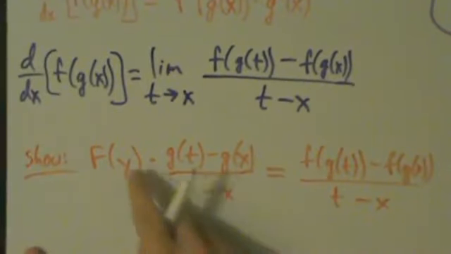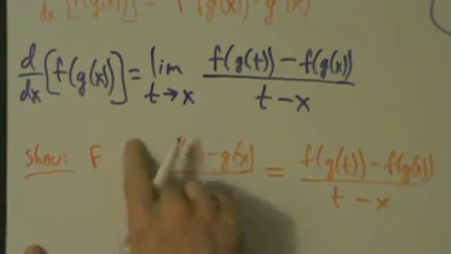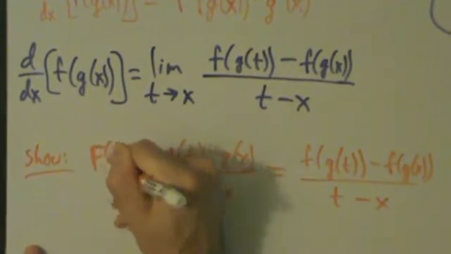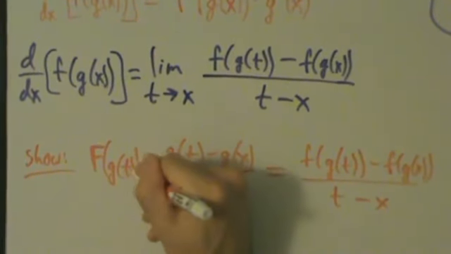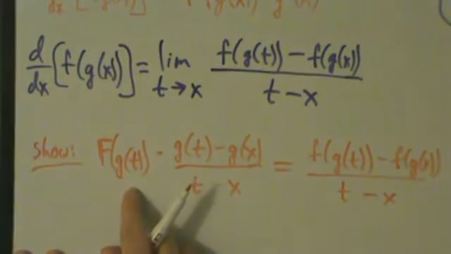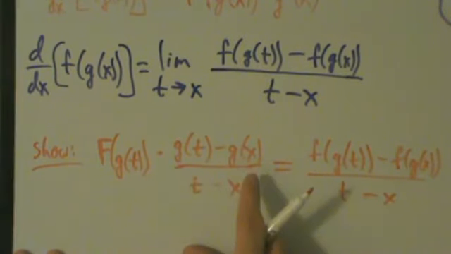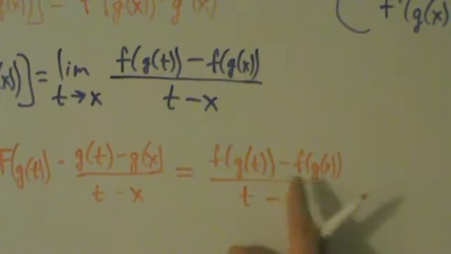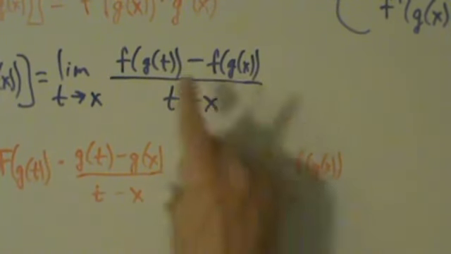Okay, actually, I'm sorry, this shouldn't be a y in here, this should be g of t. Sorry, so actually what we're going to show is that big F of little g of t times g of t minus g of x over t minus x equals f of g of t minus f of g of x over t minus x, which is this guy right here.